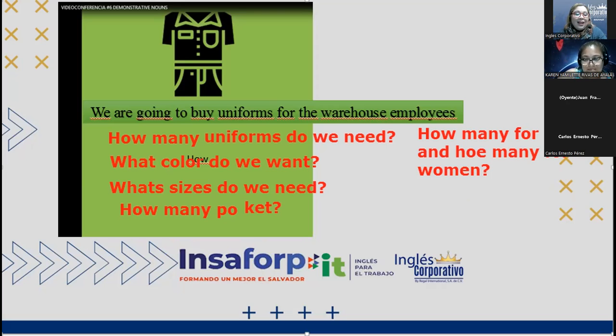Ok, ¿y cómo sería el tipo de tela? ¿Cómo puedo hablar sobre el tipo de tela? Ok, what kind of fabric do we need? Fabric. Es tela. What kind of fabric do we need? Or do we want, right?